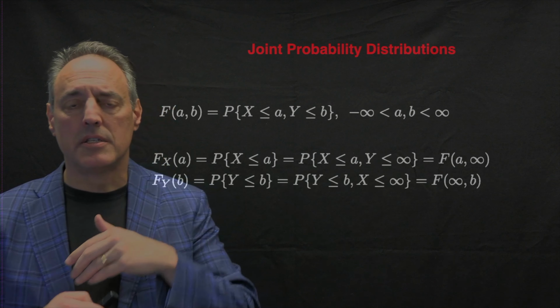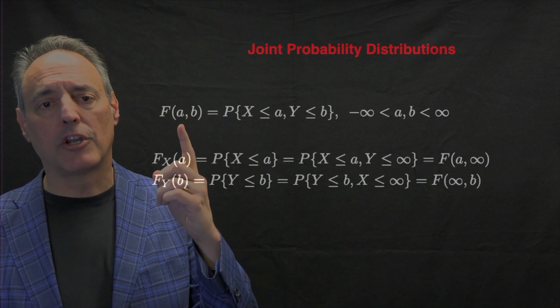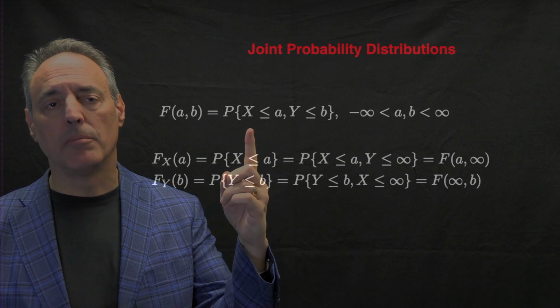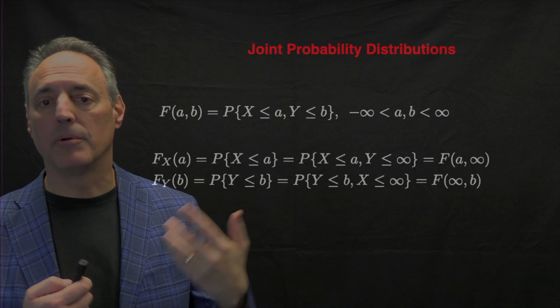We can take this concept to multi-dimensions, so we can think about something like a cumulative distribution, the probability of x less than or equal to a, y less than or equal to b. So this is two variables, x and y.